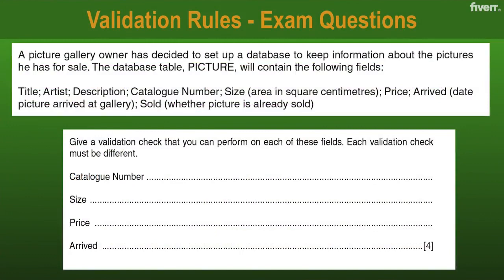So the most important thing to remember with an examination question is that you cannot use the same validation type twice. So don't go down every single one of these with range check or type check. You have to do a different one for each one. So, think about that carefully when you're choosing. Read the description of the question again and let's have a look.